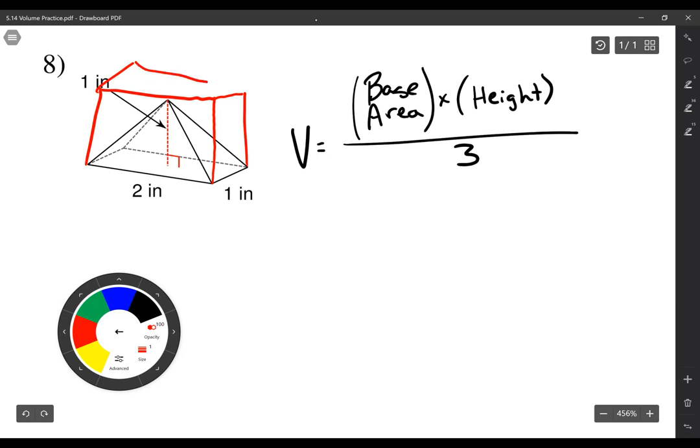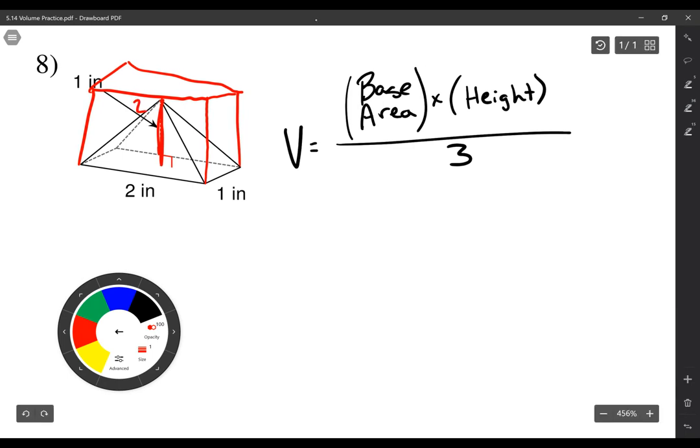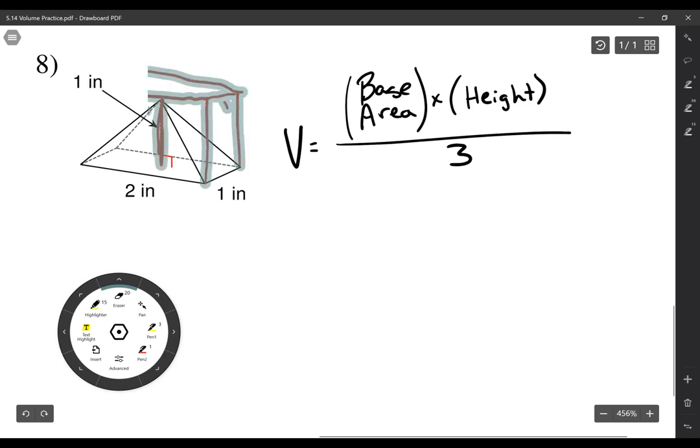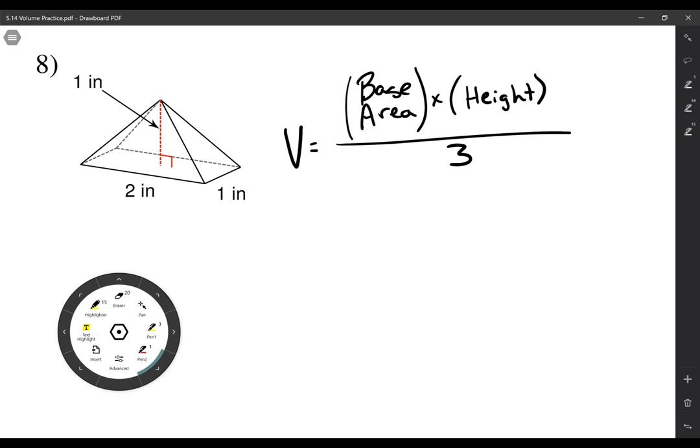So imagine that we filled in all this space and the height was still 1 inch here, and we have another 2 by 1 rectangle base at the top. That would be 3 times as much as what we're actually working with, which is just this pyramid. So don't worry if that didn't make total sense. We can still rely on the formula.